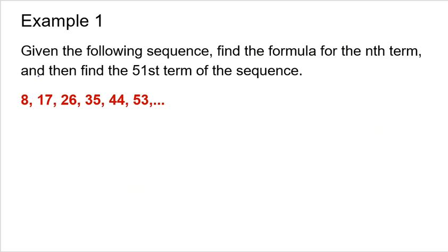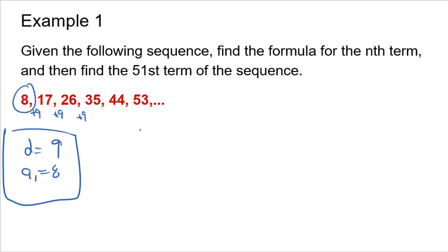So if I was given this on a test or quiz, the first thing I'm going to do is start noticing, okay, 8 plus 9 is 17. 17 plus 9 is 26. 26 plus 9 is 35. So it looks like the common difference is positive 9. And then I'm going to note that the first term is 8. And those are the only two things you need to create the formula.